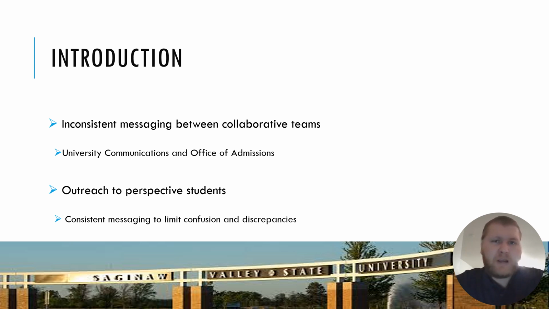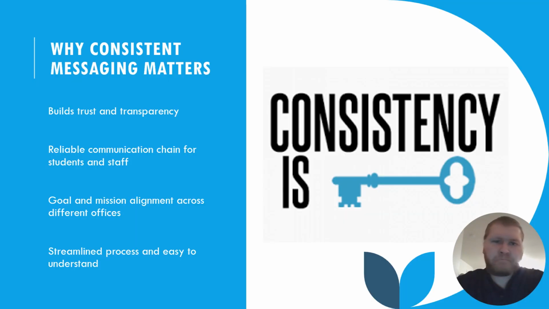This really becomes important when we are sending text campaigns to students, when we're sending email campaigns out to students, and that they aren't being promised something that isn't, again, provided consistently across the board from office to office. So really just trying to create that consistent messaging collaboratively between offices can help us limit confusion, limit discrepancies between each individual student experience on campus.